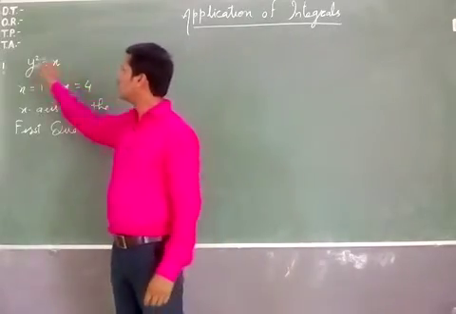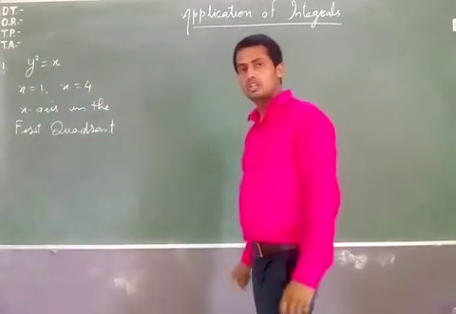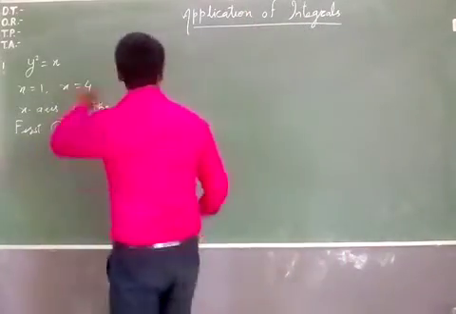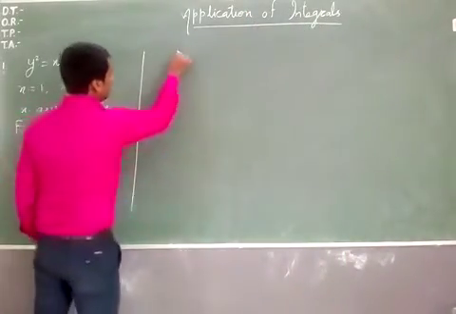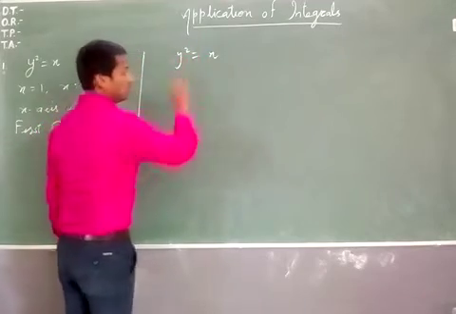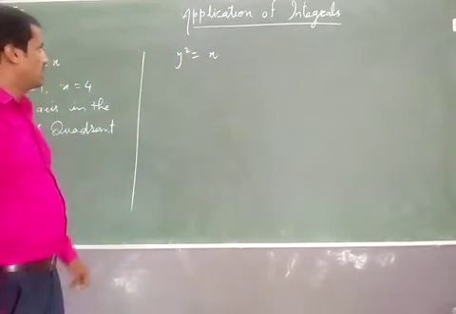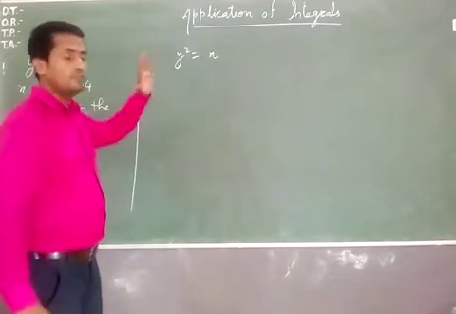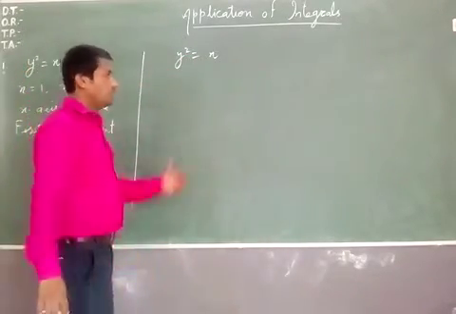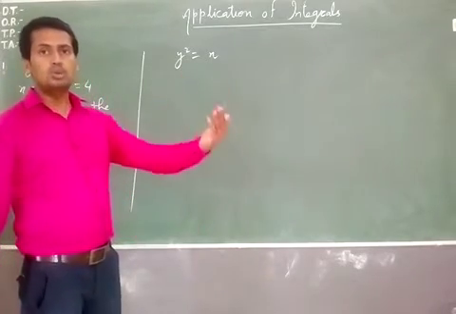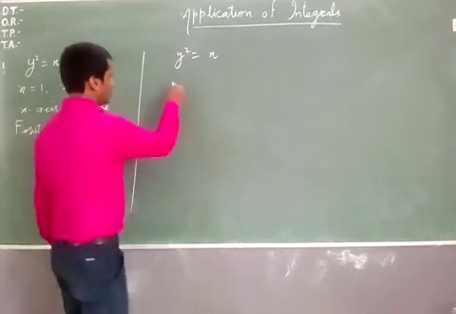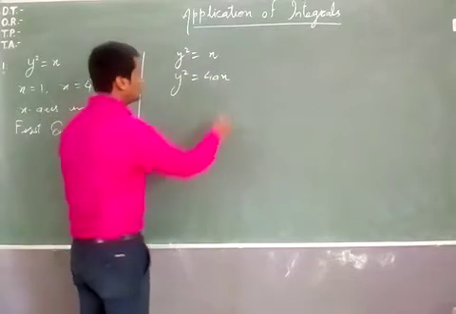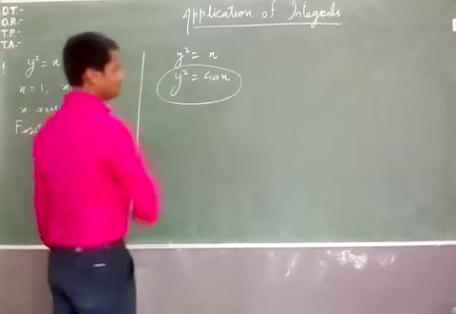First of all, we will draw the graph of the given curve y square equal to x. This is the equation of a parabola. First of all, we will compare the given equation of parabola to the standard equation of parabola, y square equal to 4ax. This is the standard equation of parabola.